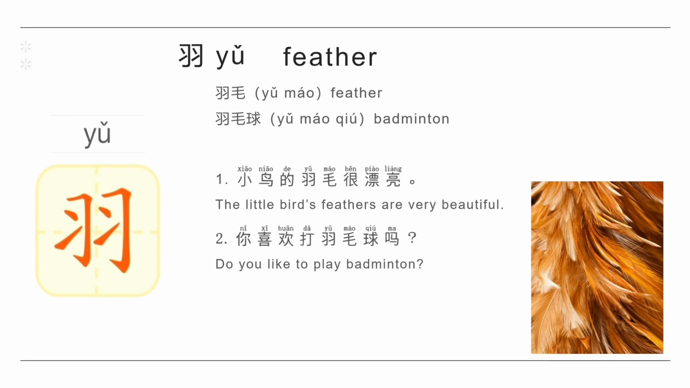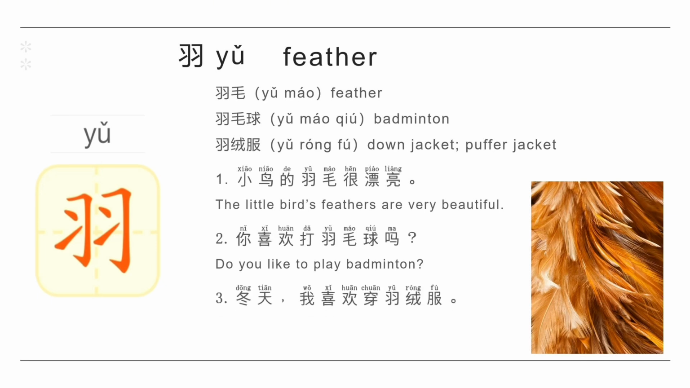羽毛球, 羽. 羽绒服 a down jacket, a puffer jacket. 羽 feather. 绒 downy hair. 服 clothes. 冬天我喜欢穿羽绒服。In the winter, I like to wear puffer jackets. 羽绒服, 羽.